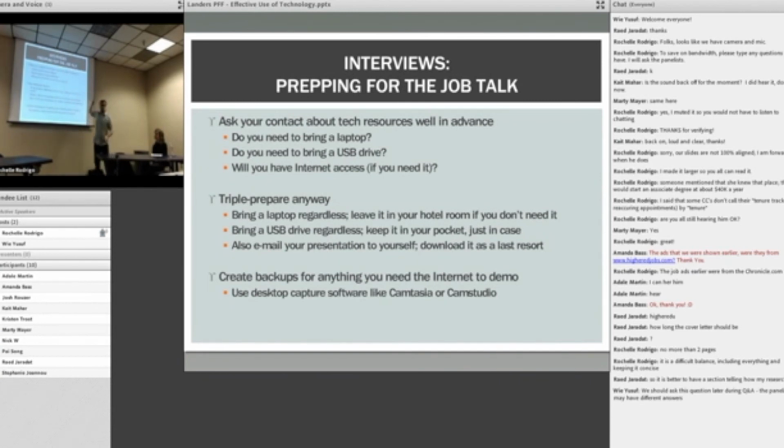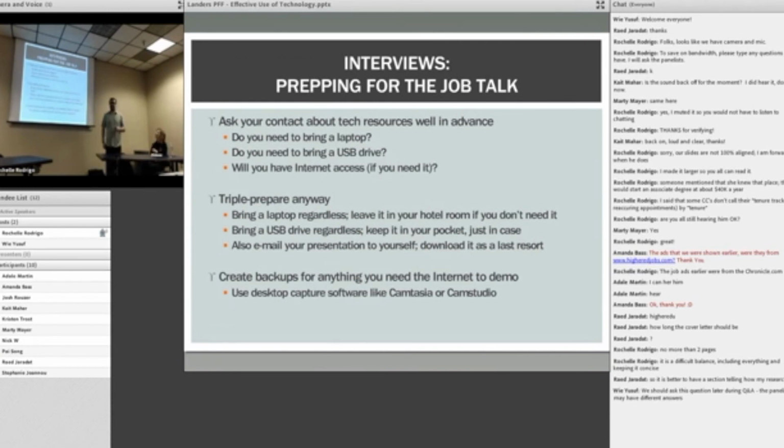But then, regardless of all of that, prepare in as many ways as possible. Bring your own laptop. If you don't need it, just leave it in your hotel room, but it needs to be there just in case something changes. Bring a USB drive regardless. Keep it in your pocket and email yourself your presentation, and you can download it as a last resort if you absolutely have to. If you have a Mac, bring your own dongle. I was just on 2 search committees, and I had to be the one who provided the dongle for them.